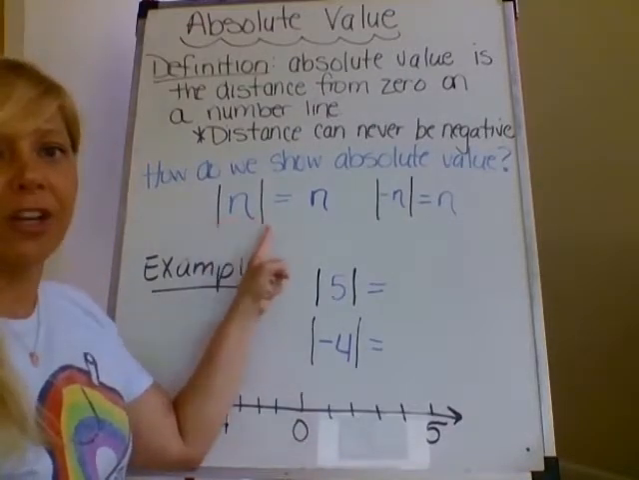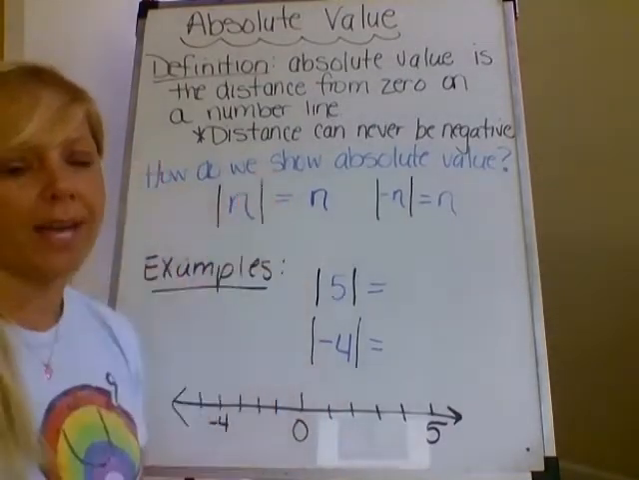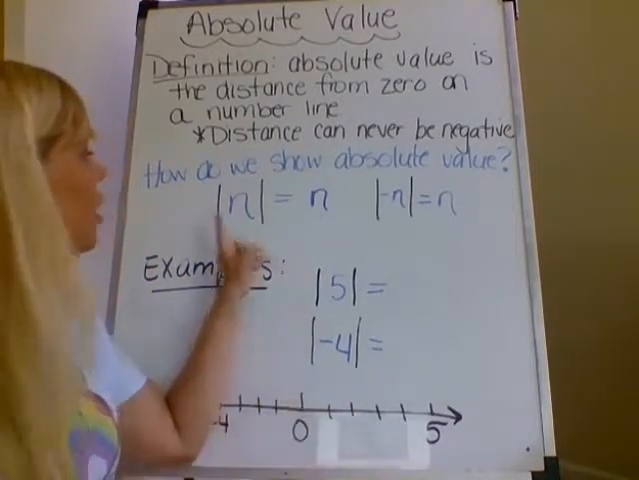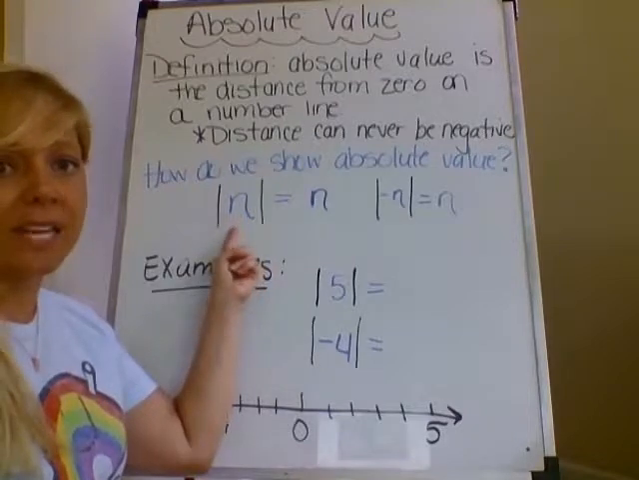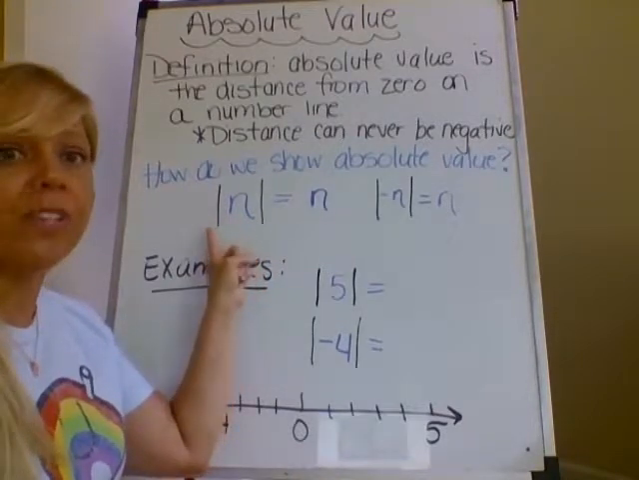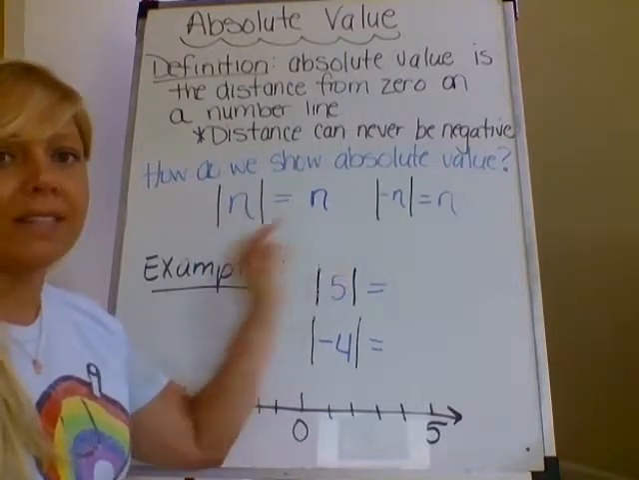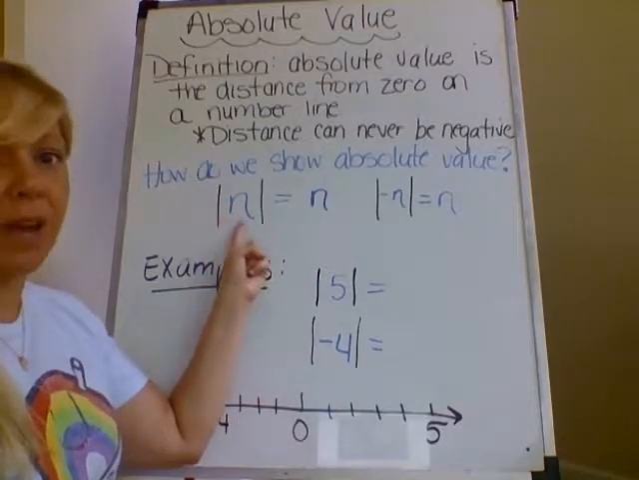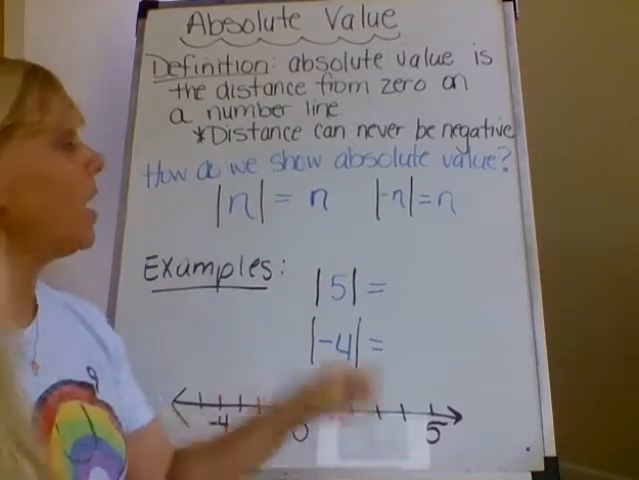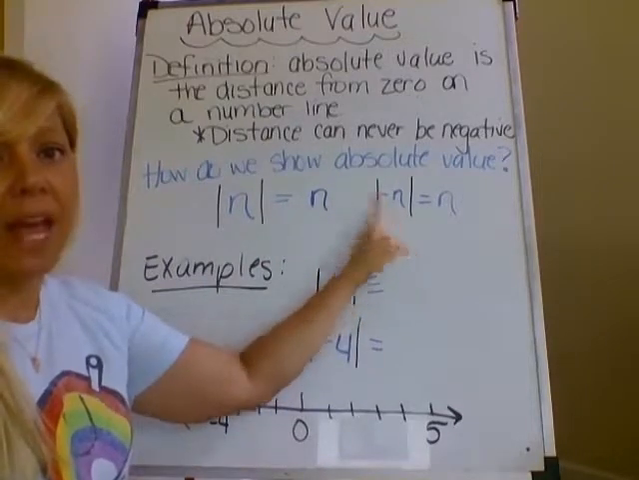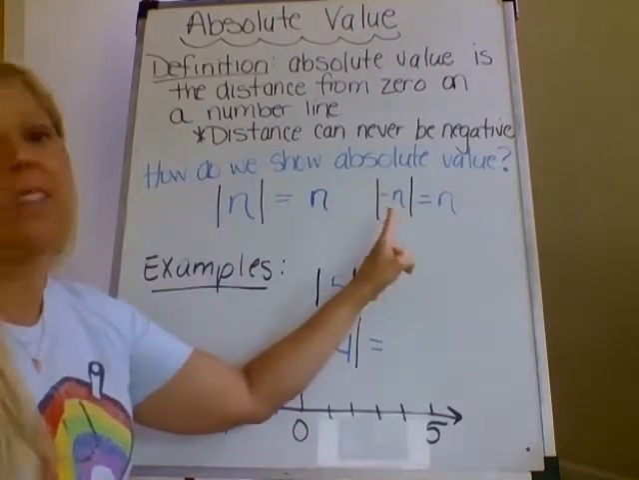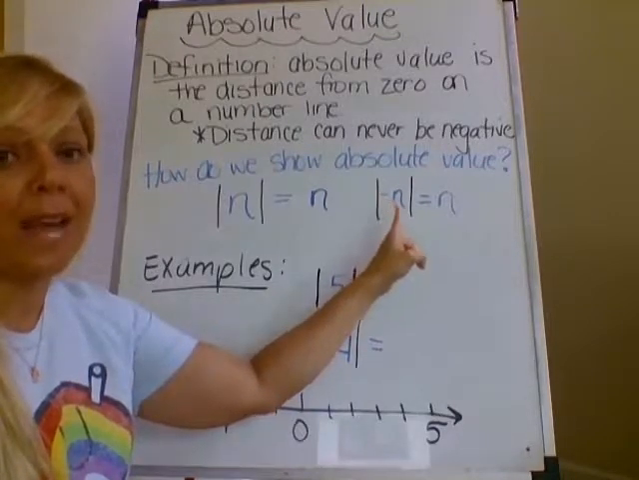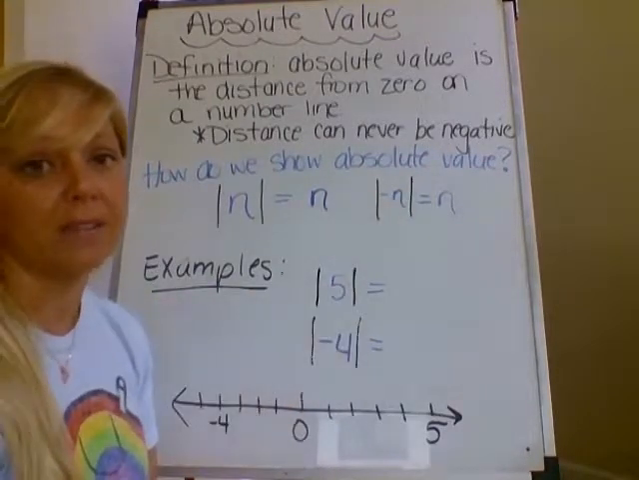We show absolute value with these two parallel lines that surround our number or our expression. So here I have n. N stands for a number we don't know. If we take the absolute value of n, it's still n. So if I plugged in 6 here, the absolute value is 6. Here, if I have negative n, the absolute value of negative n, and again I insert 6, the absolute value of negative 6 would still be 6, all right?